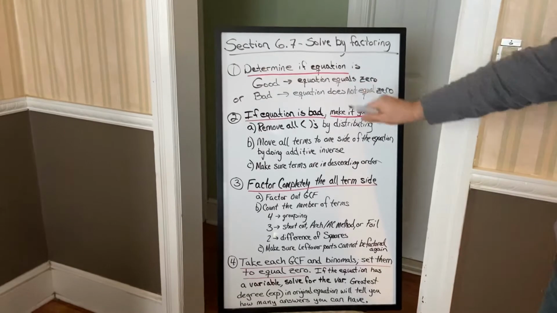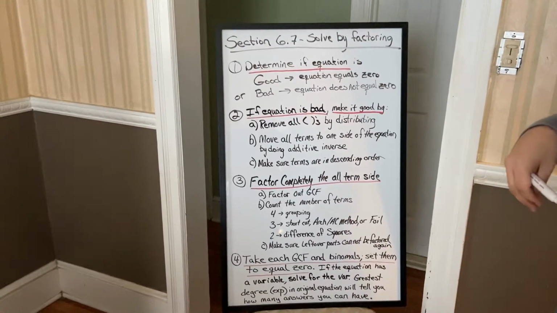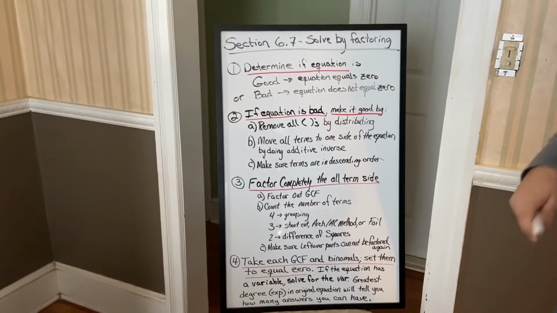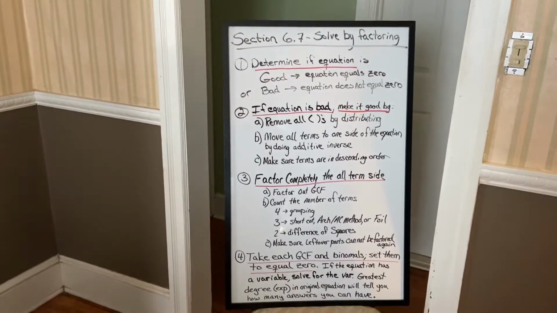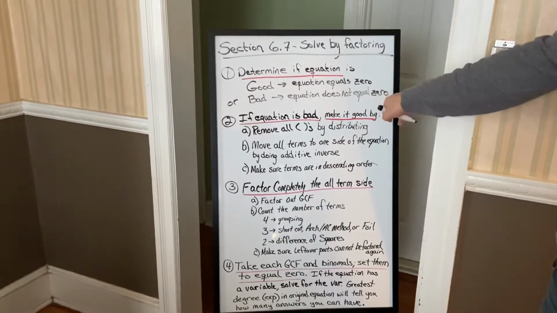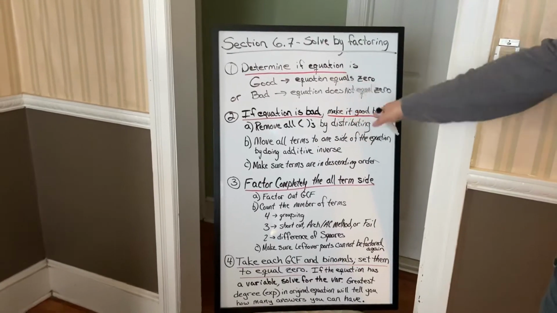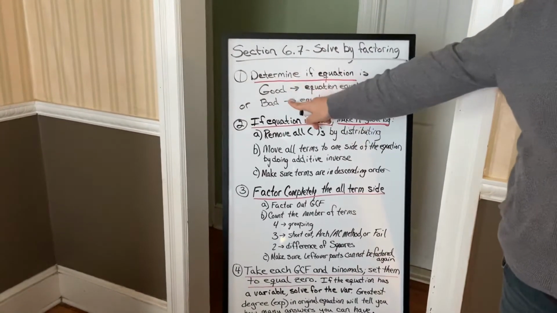The first step, what you're going to determine is if you have a good equation or a bad equation. You might be saying, is there a difference? Good equations are the ones that have equal to 0. Bad equations means it equals anything but a 0. Could be a number, could be a variable term. Make sure that you determine if it's good or bad.